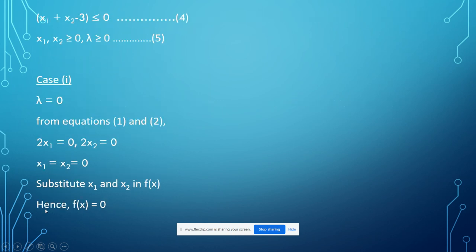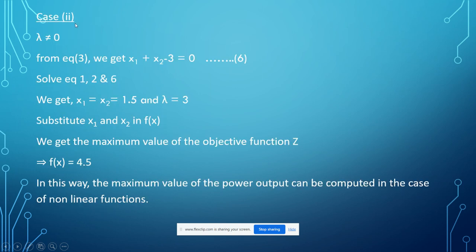In case lambda equal to 0, then we get these equations x1 equal to x2 equal to 0, and we can substitute in the objective function. In case lambda is not equal to 0, we have to solve the other equations 1, 2, and 6 to get x1 and x2, and lambda equal to 3. So we have to substitute x1 and x2 in f of x to get this maximum value 4.5.